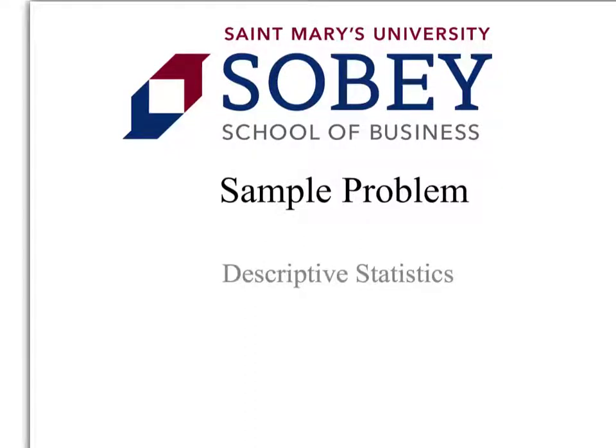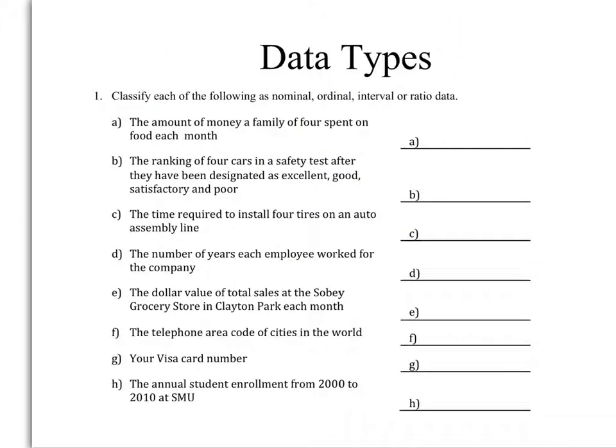We will now demonstrate a problem in descriptive statistics, actually two problems. So let's get straight to the data. So here's question one. Question one basically deals with data types. Classify each of the following as nominal, ordinal, interval, or ratio data. So let's just do a quick revision.